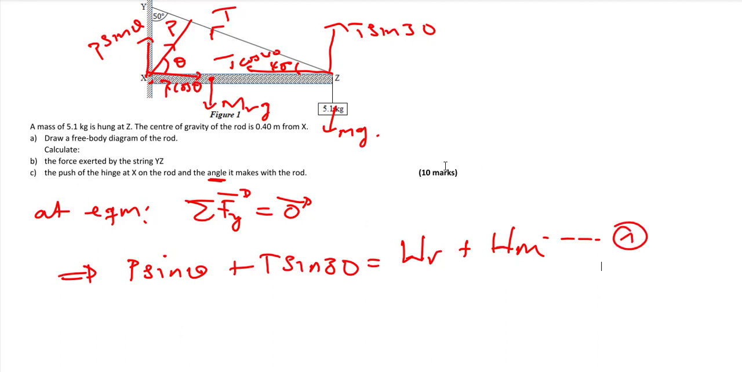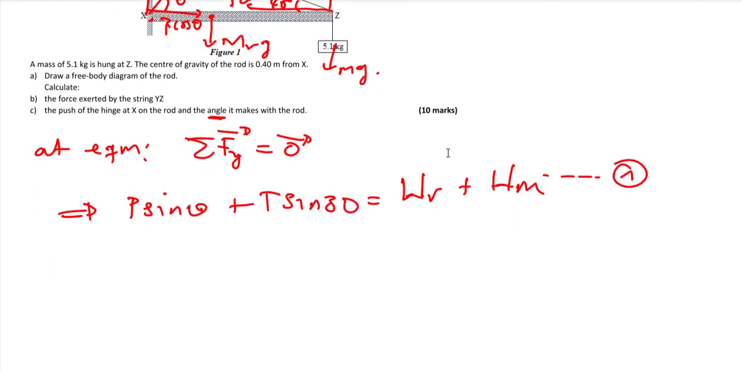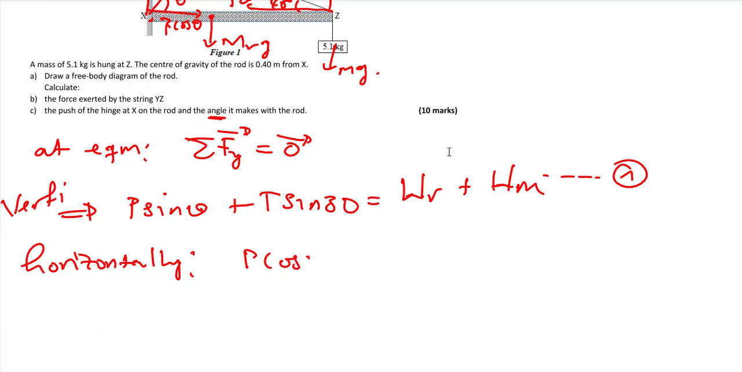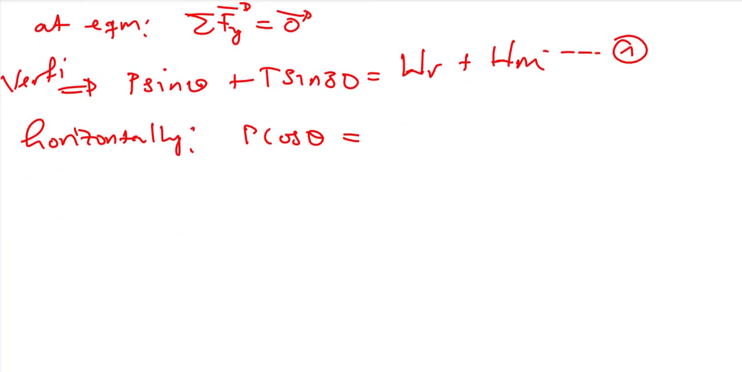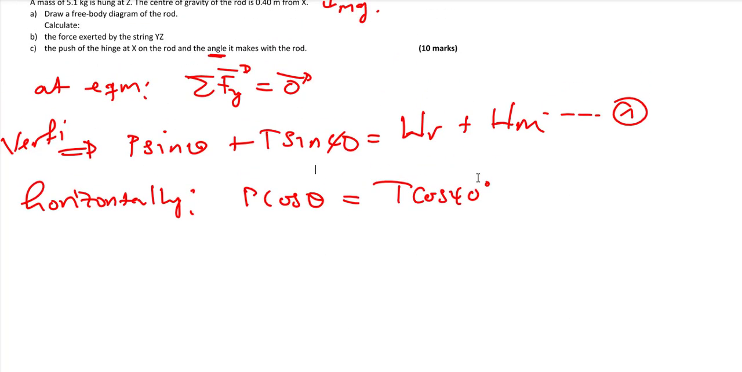So we'll call this equation 1, but since we have 3 unknowns, we need to get at least 3 equations. Now we are going to resolve horizontally. Horizontally, what do we have? We have that P times the cosine of theta will be equal to the horizontal component of the tension, so T cosine 40 degrees. Here is 40. Okay. Call this equation 2.